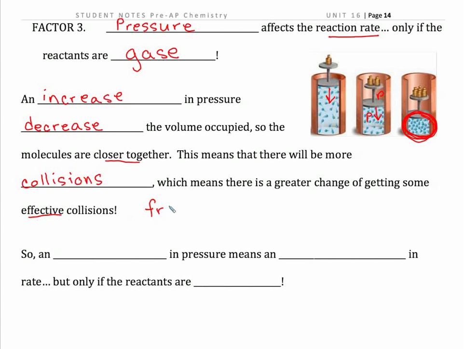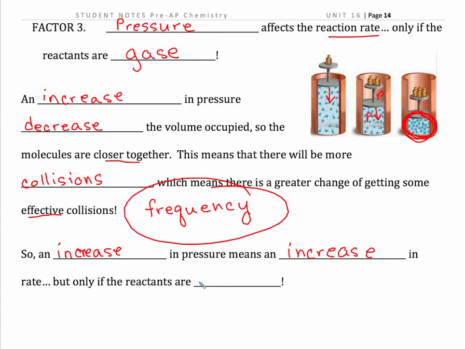So when they're talking about effective collisions here, we're really talking about a probability. If there's more collisions, if you meet more people in life, you're much more likely to find somebody that you connect with as a good friend or in a relationship. So, to summarize, an increase in pressure means an increase in the rate because there's an increase in the frequency of collisions, but only if those molecules are gases.